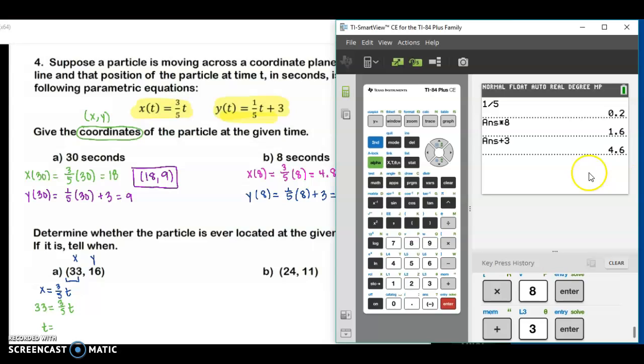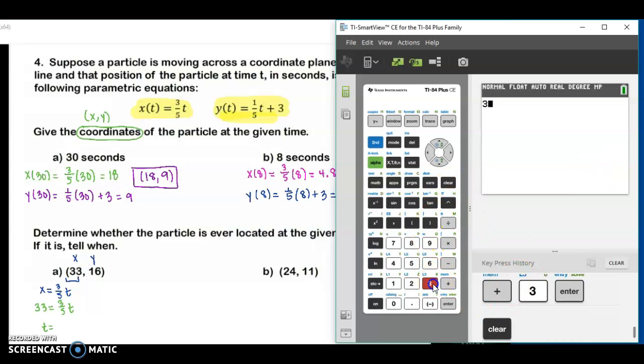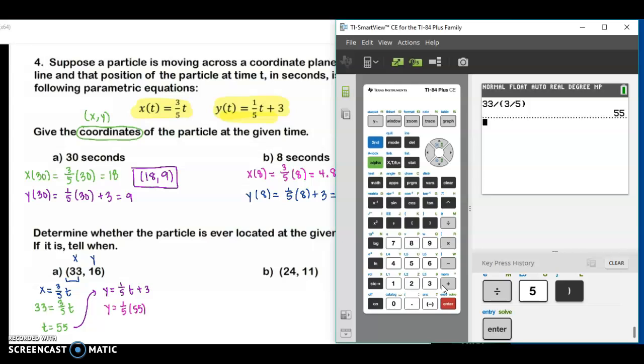So to solve for t here, I'm going to do 33 divided by 3/5. And let's see what that gives me. This is going to give me t equals 55. Okay, so if the time is 55, I want to check and see, is that going to make a true statement for y? Well, I know y is 1/5 t plus 3. So I'm going to plug in t as 55.